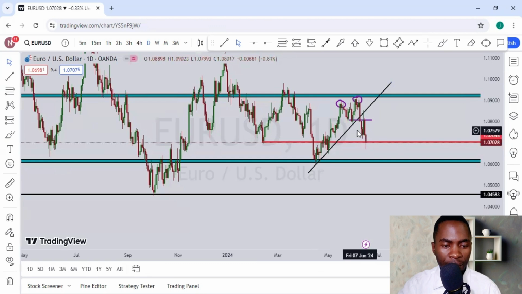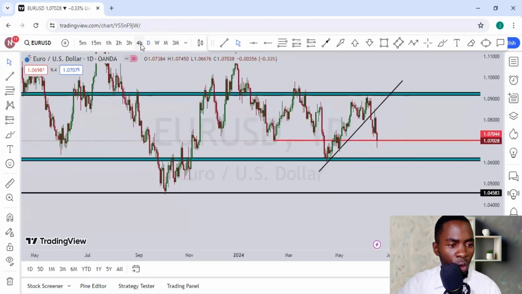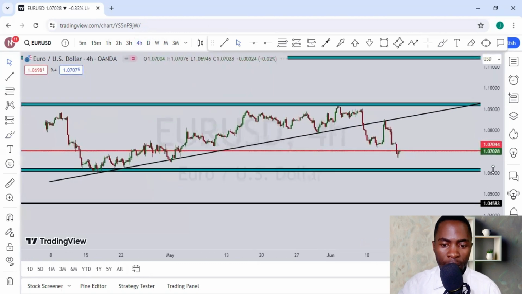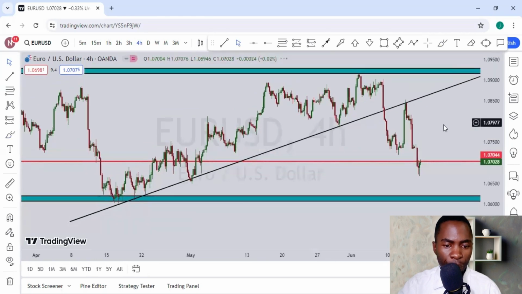The market broke the trend line. This was our trend line. The market broke the trend line and also broke our neckline to the downside. So that also was another confluence. Then let's go to 4 hours now and show you how I saw an entry on this particular pair.